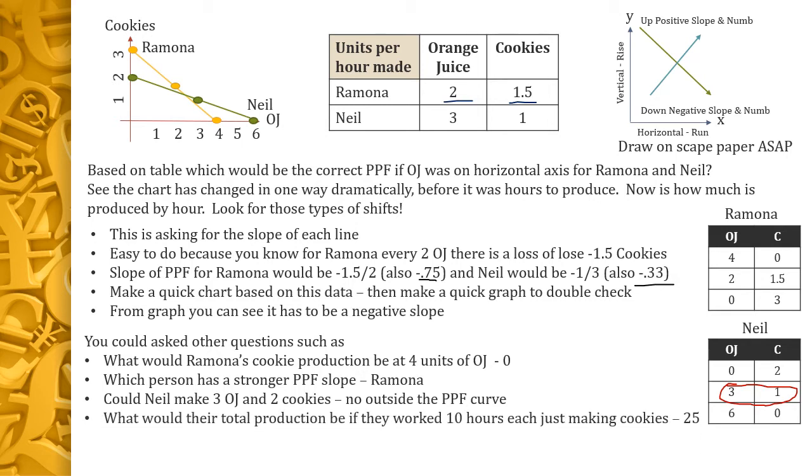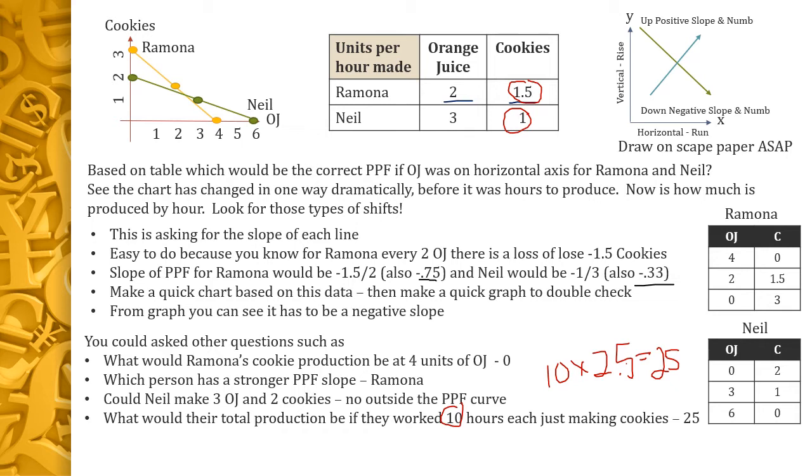Now, what would the total production be if they worked 10 hours each just making cookies? In that case, it's just an extra little piece of information you need. You'd come up here and say, okay, this one's making 1.5, this one's making 1, and all you would do is multiply your hours, 10, times 2.5 cookies, which would equal 25. So if they were making just cookies, that would be our answer for that one.